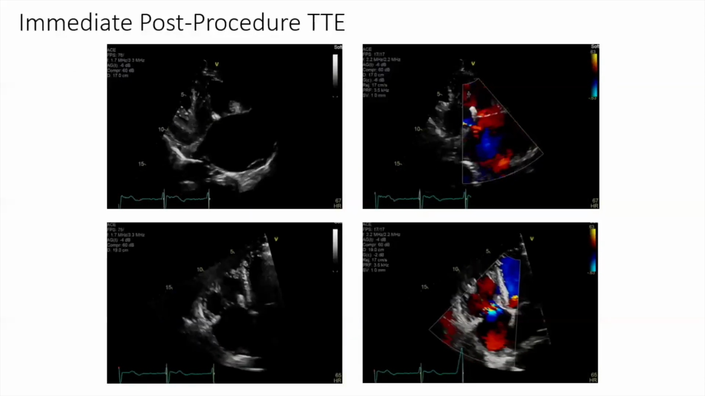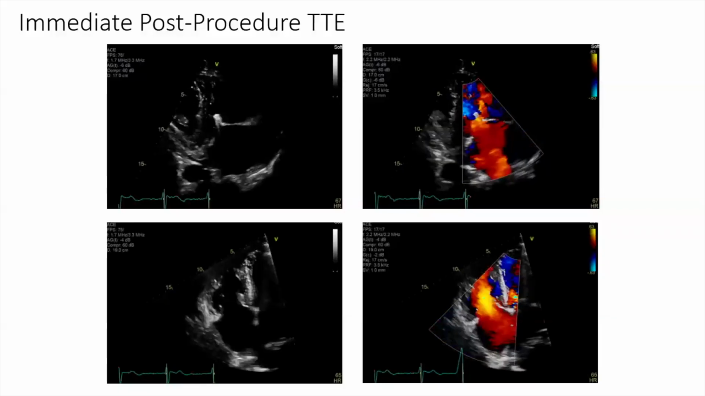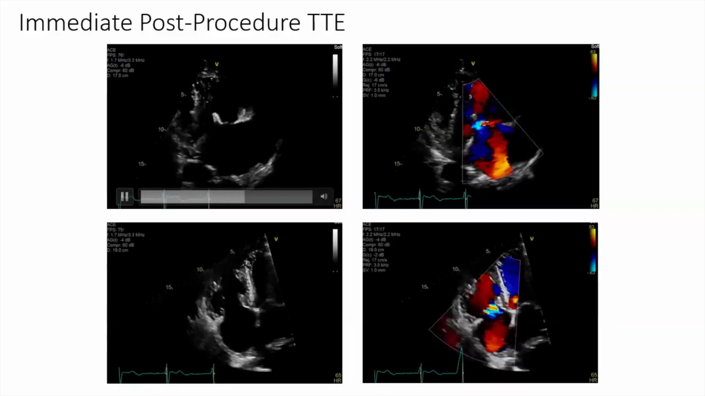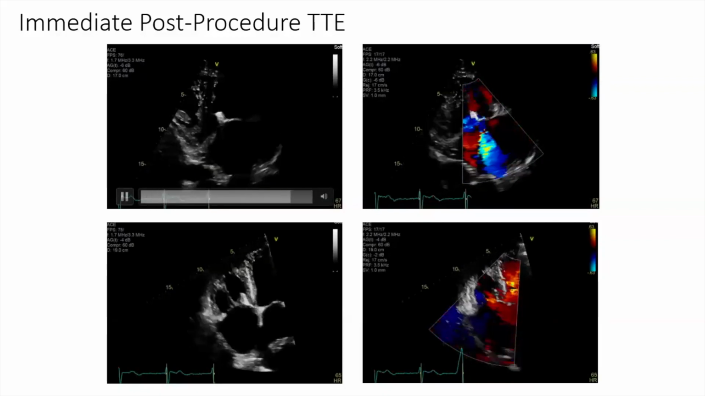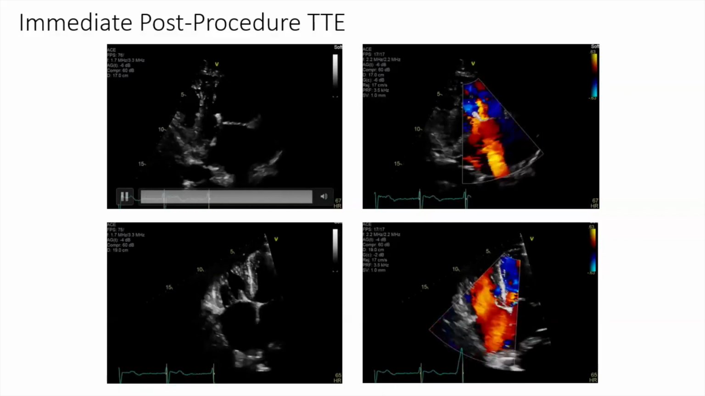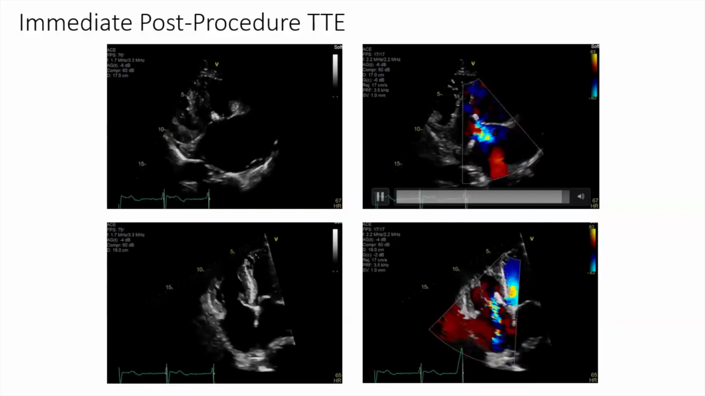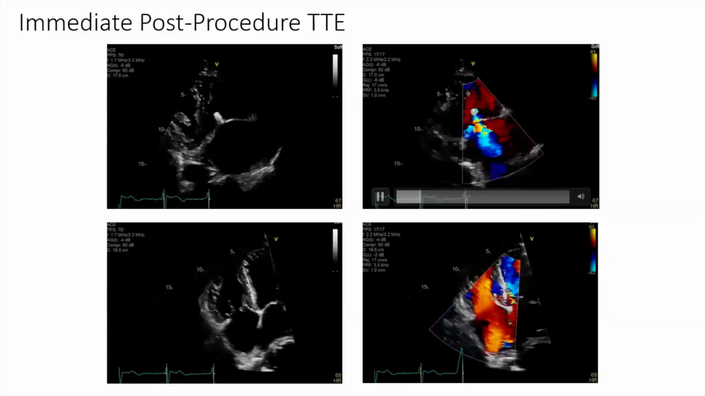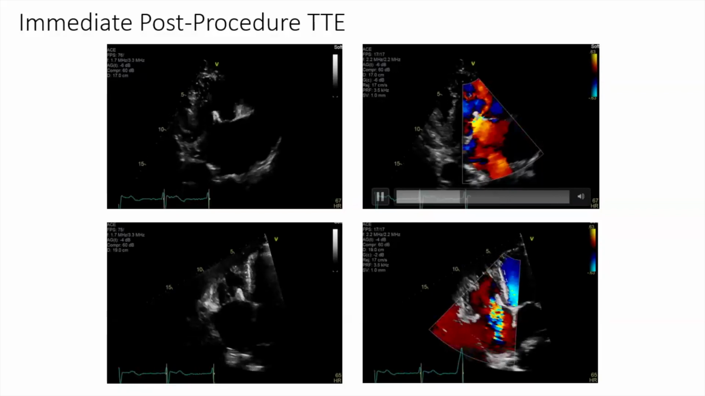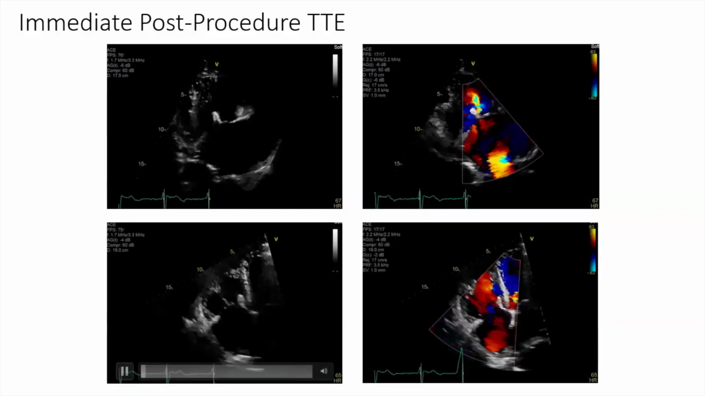So in the immediate post-procedural transthoracic echocardiogram, which was actually done on the same day, you can see in the RV inflow view the tricuspid clip attaching the anterior and the septal leaflet. And there's really not much regurgitation here; moderate regurgitation ultimately was decided based on other views as well. This is in the apical 4-chamber view.